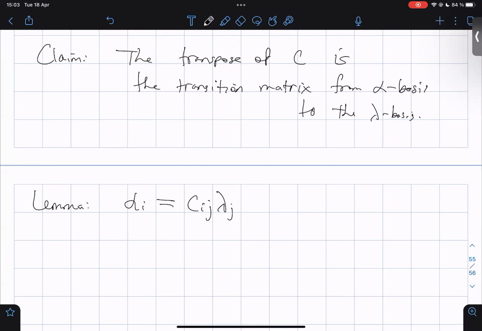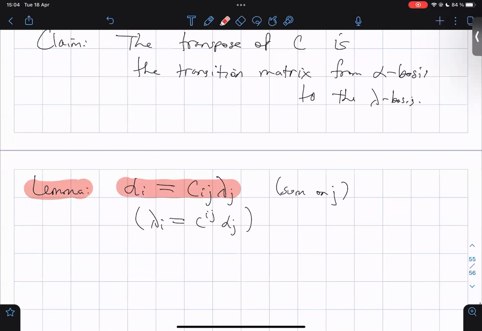Here there should really be a sum. Actually, otherwise I'm writing sums all the time, so I'm going to use Einstein's summation convention. So sum on j here. And going backwards, from lambda i, you can write this out in terms of the alpha j's using the inverse. So we want to show this first statement here.